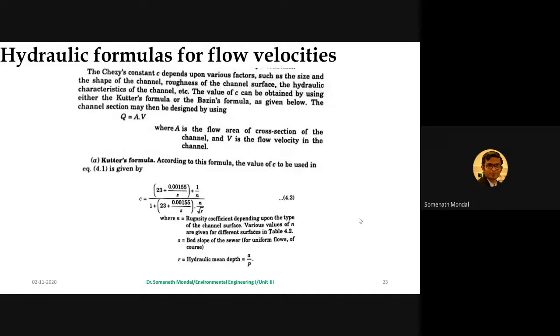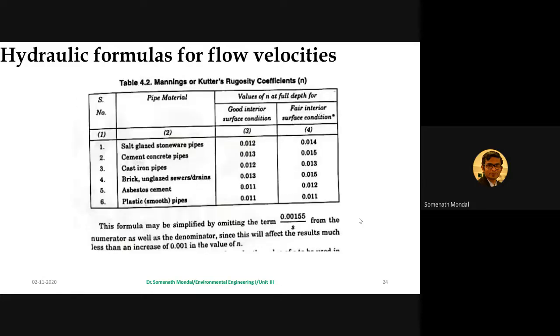On the other hand, we have small n. You can see that. So small n is the rugosity coefficient, and this small n depends upon the type of the channel surface. Various values for different types of surface have been adopted, and these are provided in standard codal provisions, as well as in any textbook, where you'll get the value of rugosity coefficient depending upon the different types of channel surface.